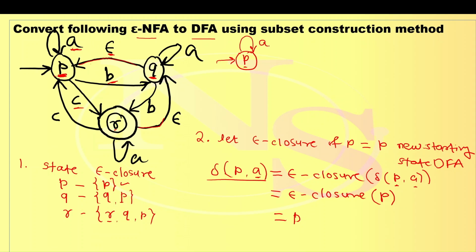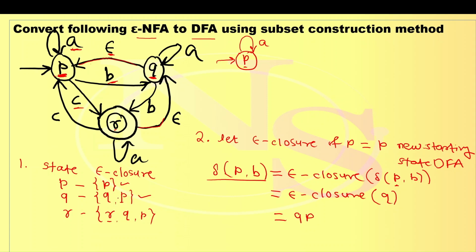Similarly, this is for symbol A. Now repeat for the symbol B. So just remove this A from here and write down symbol B here. State P reading B. So go to the state P reading B, going to the state Q. Is there any other transition for B? No. So epsilon closure of Q, what is it? QP. So write down here QP.